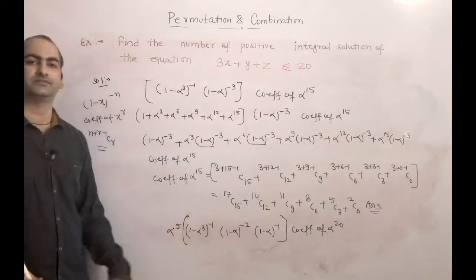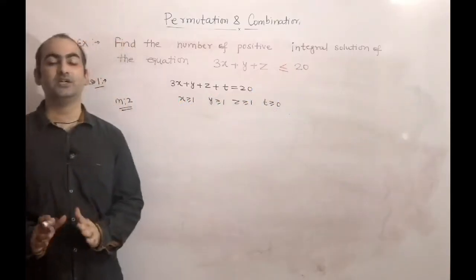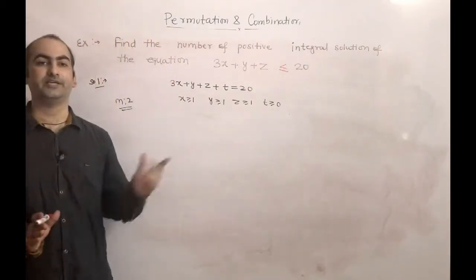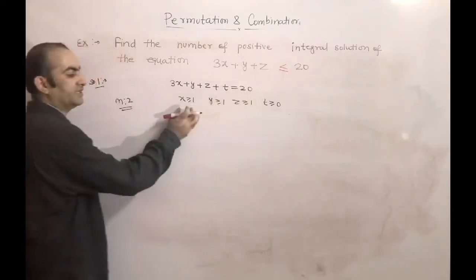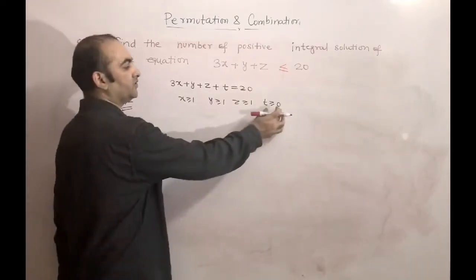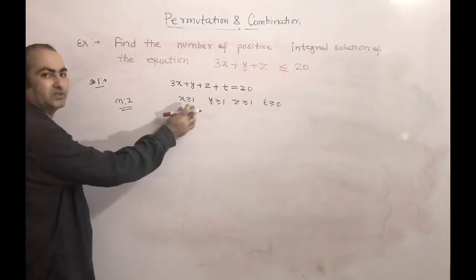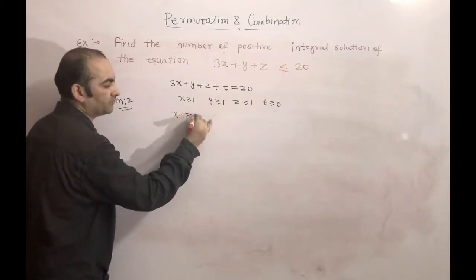That is your answer. Now we are finding the solution of this equation by using method 2. Method 2 is distribution of n identical items into r different groups, which we will use here. According to the problem, the summation should be 20, with x greater than or equal to 1, y greater than or equal to 1, z greater than or equal to 1 and t greater than or equal to 0. So what you will do? X is greater than or equal to 1, so taking 1 to the left hand side, x minus 1 is greater than or equal to 0.